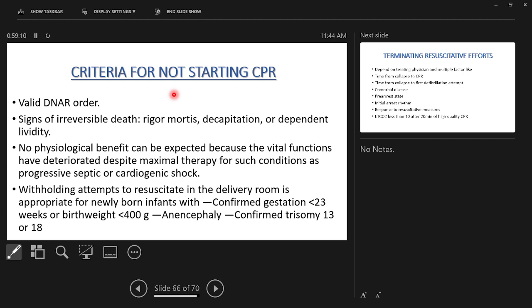Then withholding an attempt to resuscitate in the delivery room: if the newborn is less than 23 weeks gestation, or the weight is less than 400 grams, or there is evidence of anencephaly or trisomy 13 or 18, then we have criteria for not starting CPR.